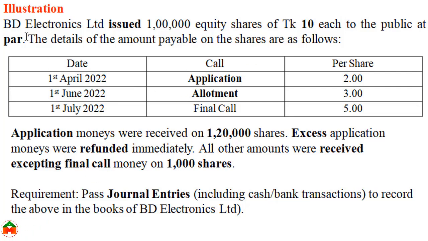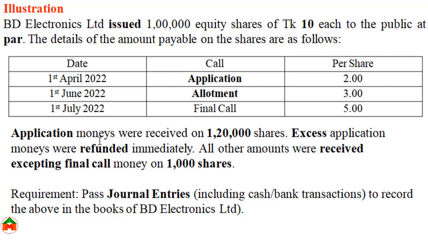From this illustration, we can see VD Electronics Limited issued 1 lakh equity shares of taka 10 each. From this 10 of par value, you are going to collect the money in installments. In the application, you are going to receive taka 2. In the allotment, you are going to receive taka 3. And in the final call, you are planning to receive taka 5 out of the total value of 10.